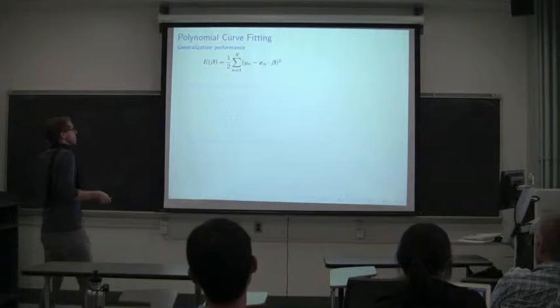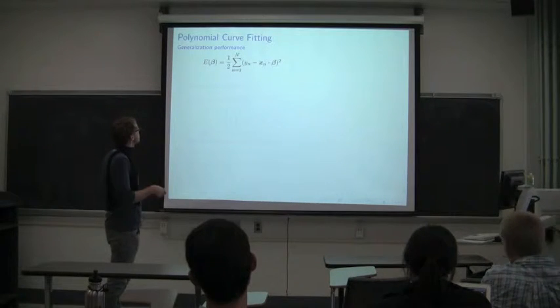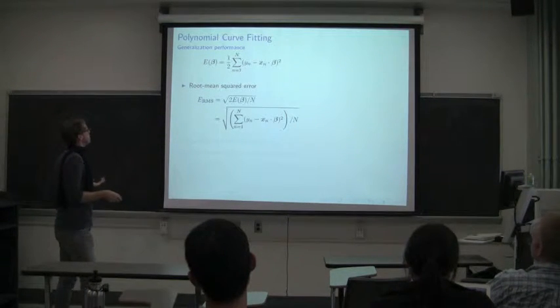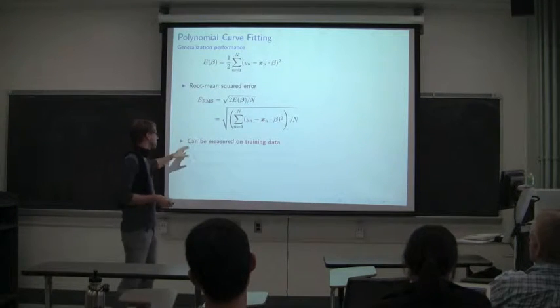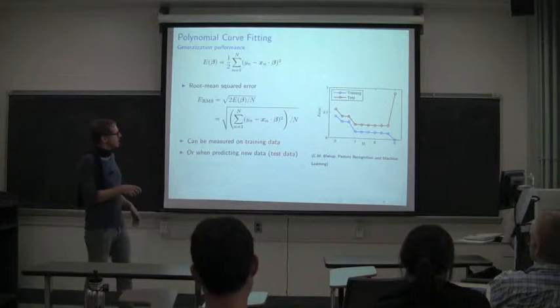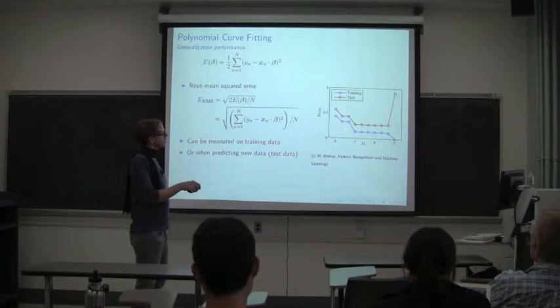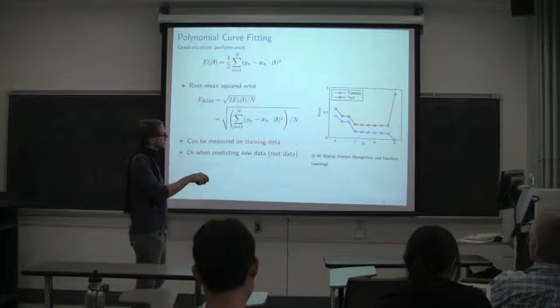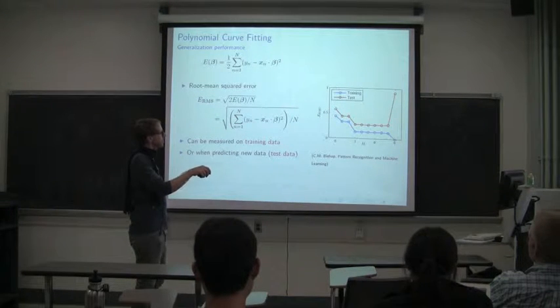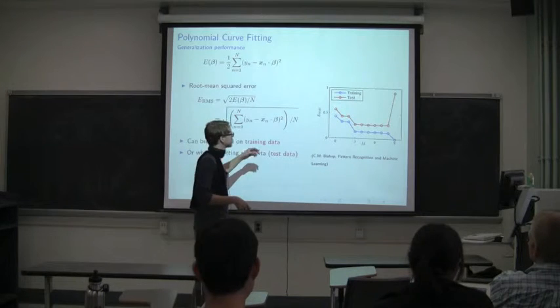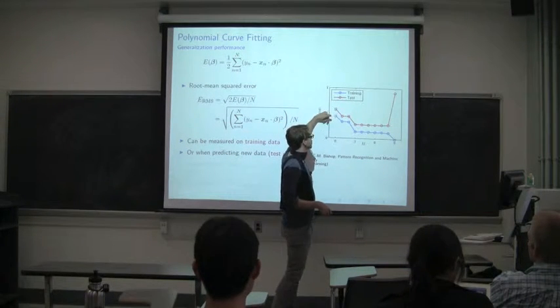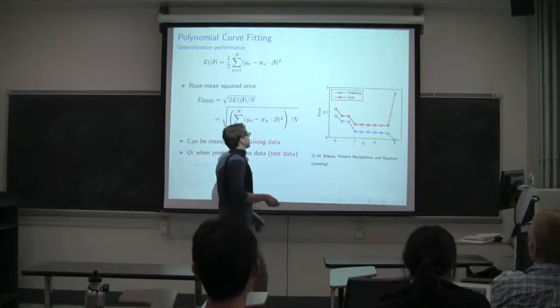In order to measure this generalization performance, we said that we can measure the root mean squared error on new data, instead of the training data. If we do that and plot it as a function of the order of the polynomial, we see that the root mean squared error in the beginning tracks between train and test. It's quite similar. There's always a little gap. On train, the root mean squared error is always a little bit low.